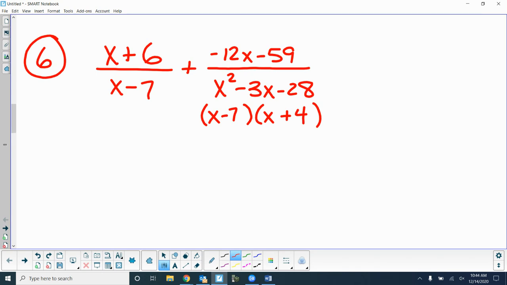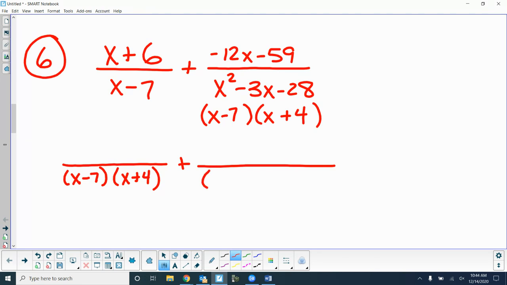Okay, so my common denominator is whatever shows up. You write it down. So x minus 7 showed up, so I write it down. X minus 7 showed again, I don't have to write it again. X plus 4 shows up, so I write it down. So that's my common denominator. So both fractions need that denominator before I can add them.